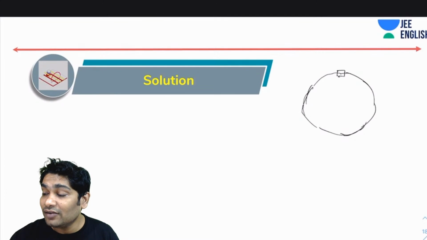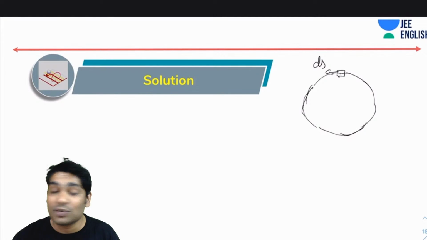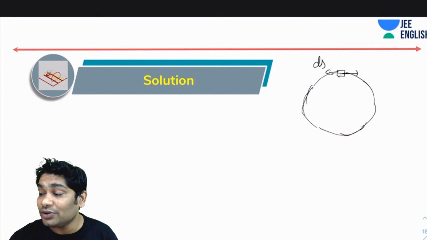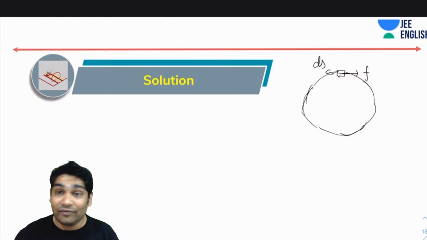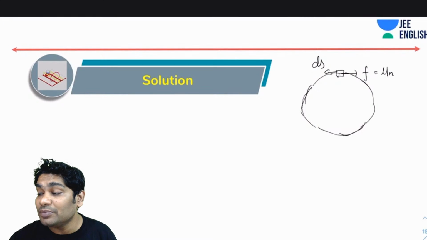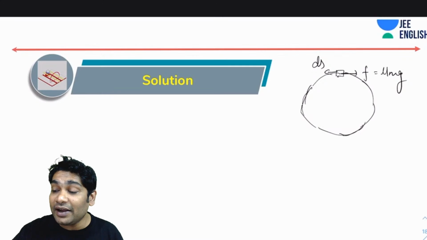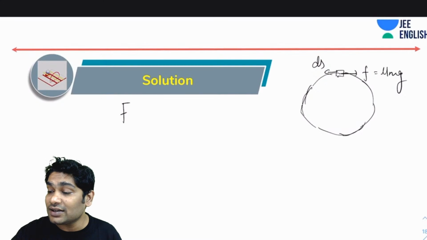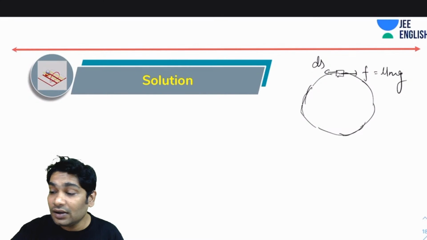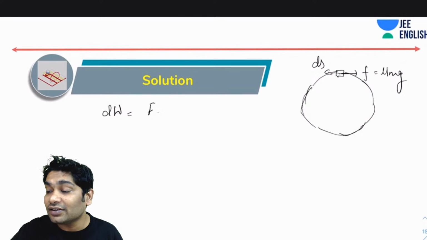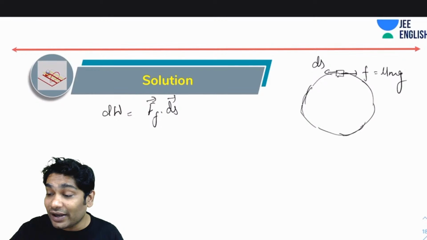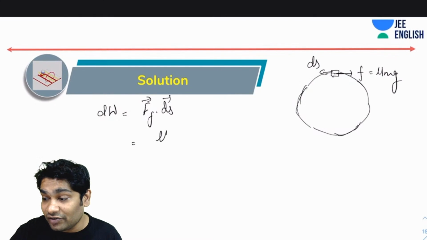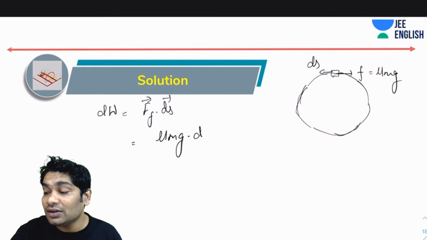So imagine when it is being moved here by a small ds. Where will the friction act? I've shown you this before. Friction will be acting here, and friction will be kinetic. So it will be mu mg, right? So what will be F dot ds? So let's say F friction. I can say that dW would be F friction dot ds. So when I do the dot, what do I get? The magnitude of force of friction, which is mu mg times ds times cos of 180.